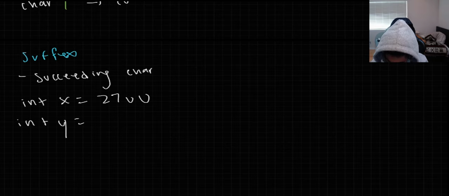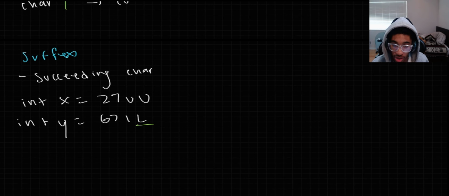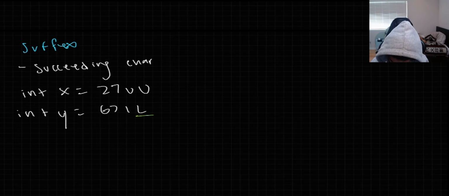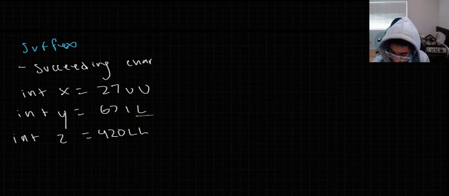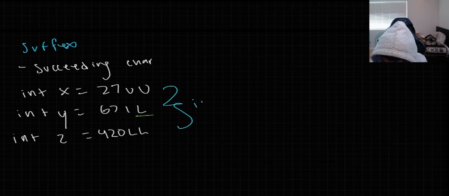We can also do capital U. Let's say we wanted to make something a long. We can do int y equals 67, and we can do L or capital L, but it's usually better to use capital L because the lowercase l sometimes looks like a 1. We can also do long long. So if we do int z equals 420, we can do ll. I'm just going to do long. These are what's described as integral suffixes.